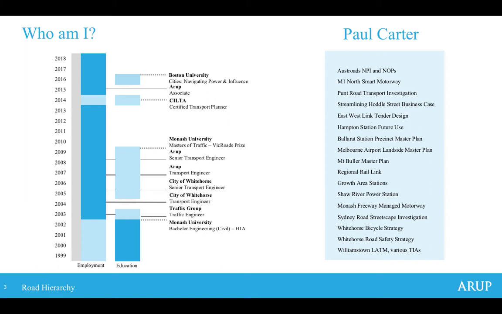A little bit more study, which was actually through Arup, partnered up with Boston University. It was a course called Navigating Urban Influence and Power. It was really about understanding how decisions are made within cities, and then particularly how you would actually apply that to the work that we do in infrastructure planning, for example.